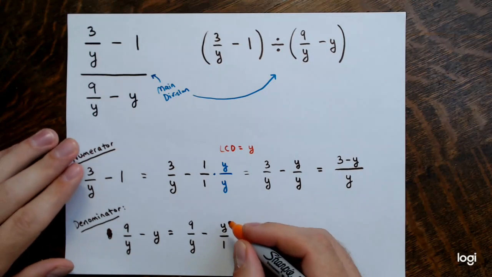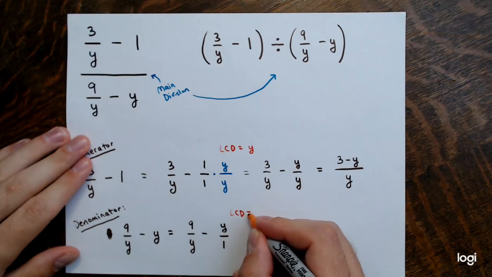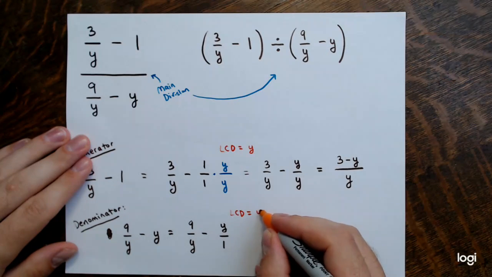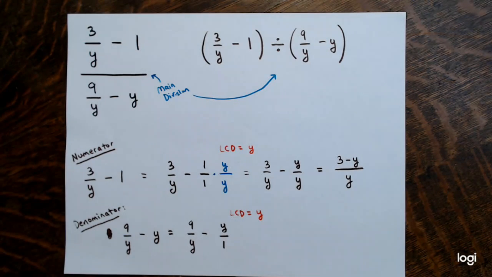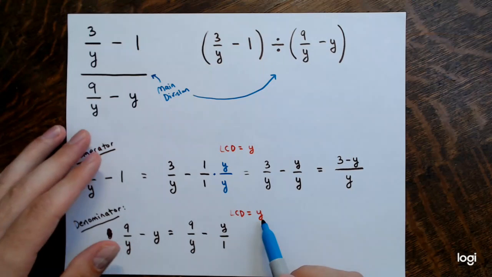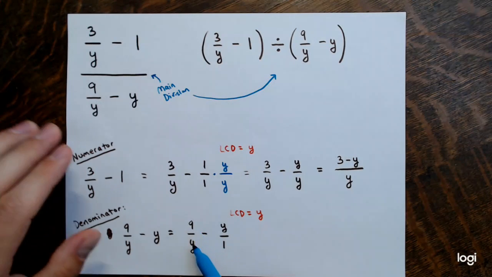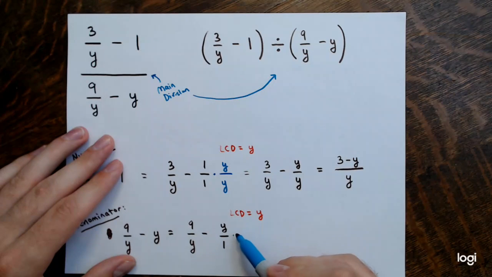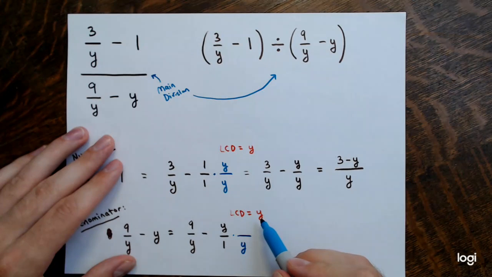And this has the same LCD, the same least common denominator. The denominators only have factors of y and 1, so just simply y would be the least common multiple of those. And I'm going to make sure now that I get equivalent fractions with a denominator of y. The first fraction has already got a denominator of y, so that's great. It's the second fraction that I need to change. I'm going to multiply the denominator by y. 1 times y will give me that denominator of y. Multiply the numerator by y as well.